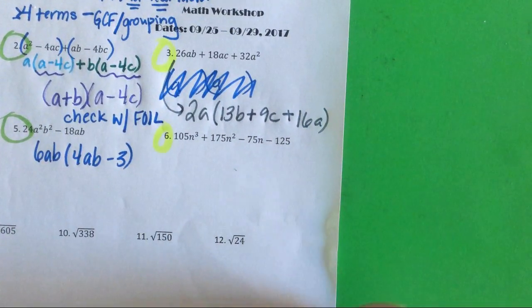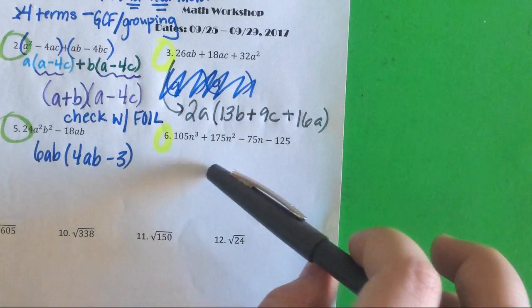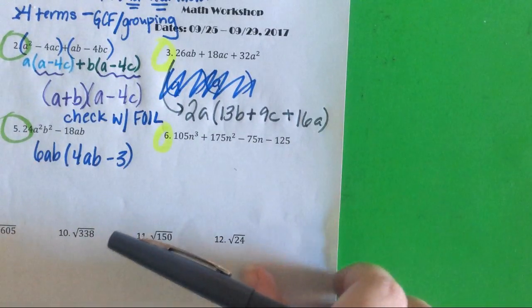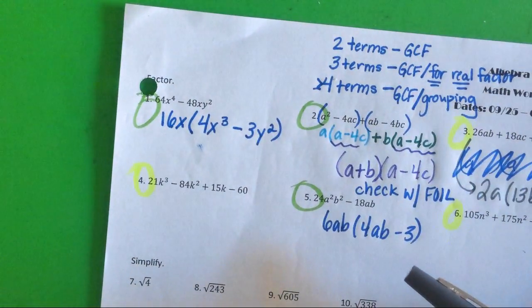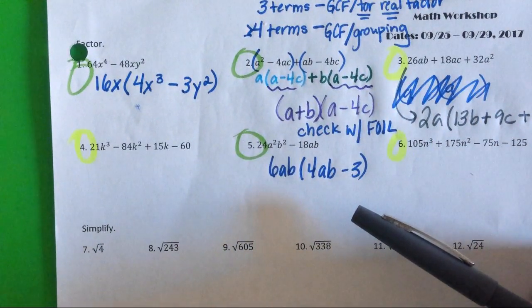Let's do number 6 next instead of number 4. Oh, you want to do 4? Okay, let's do 4. My bad. I'm changing my mind. Let's do 4. Okay, number 4. How many terms are there?